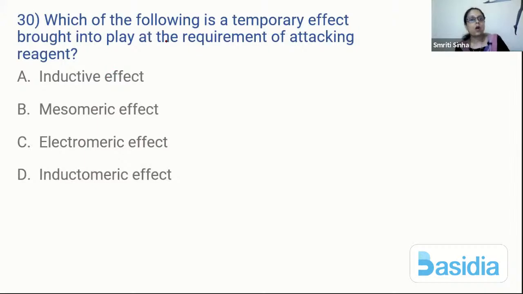Next, which of the following is a temporary effect brought into play at the requirement of an attacking reagent? So which is the temporary effect and is present only in the presence of a reagent? That is the electromeric effect, that is option C.